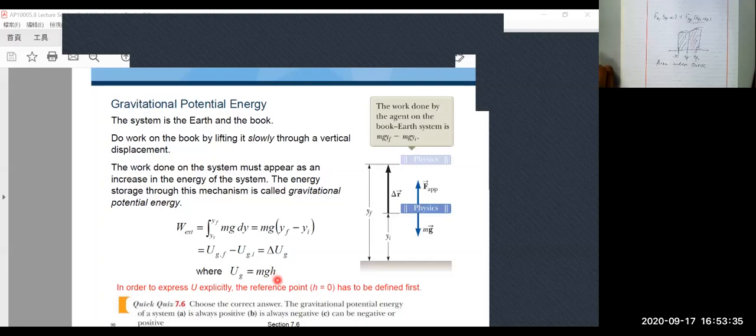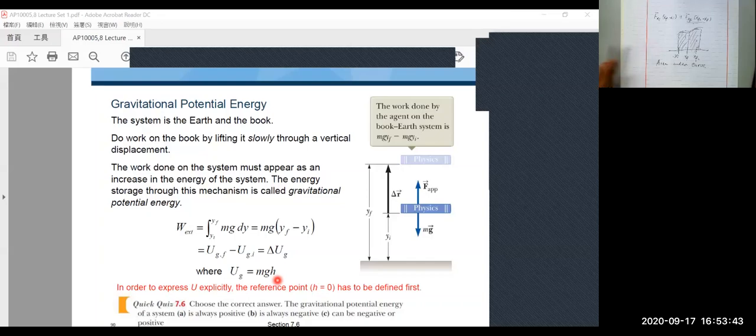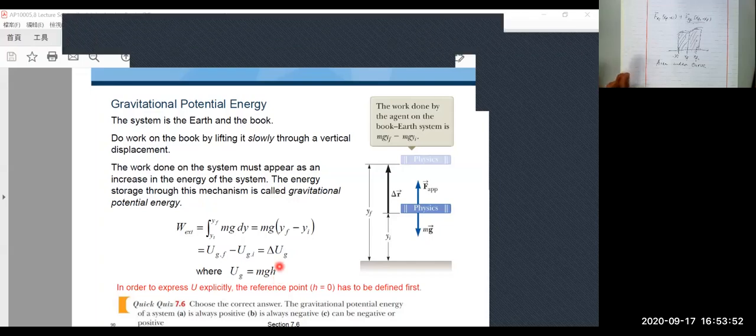It can be from the table, it can be from the ground, it can be from the center of the earth, it can be anywhere. You need to define it. So saying the absolute value of the gravitational potential energy is kind of meaningless, because you need to define what is the starting point.